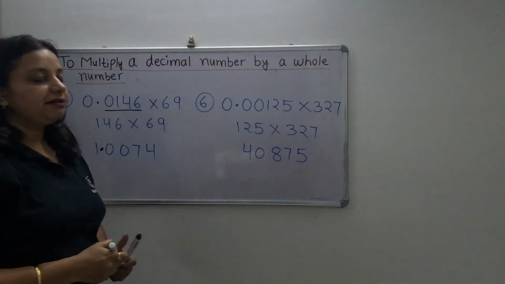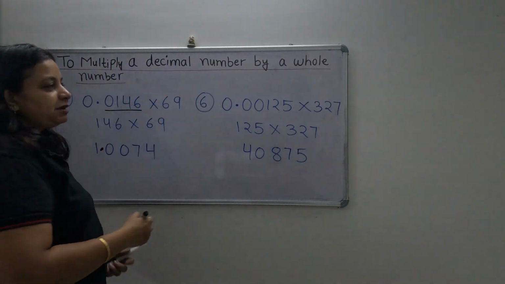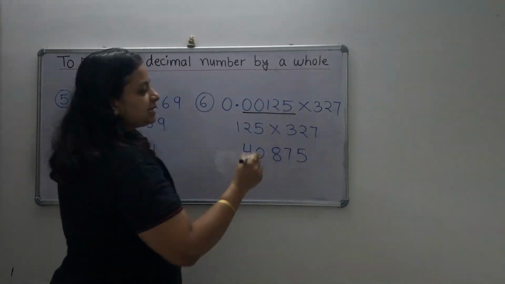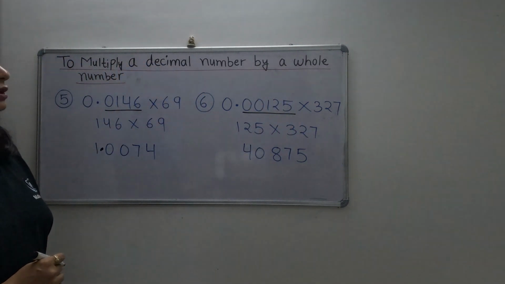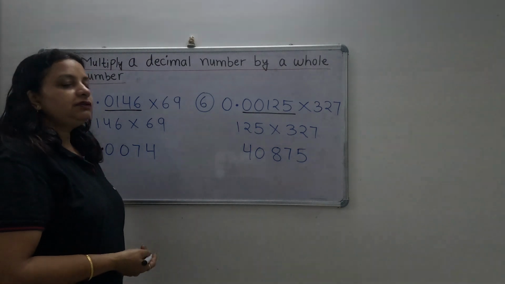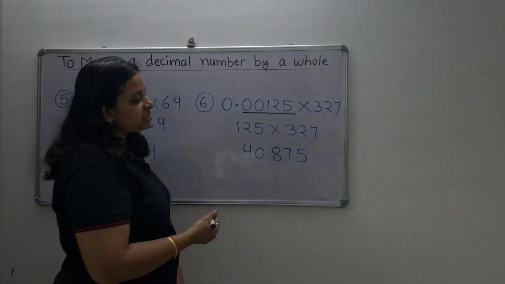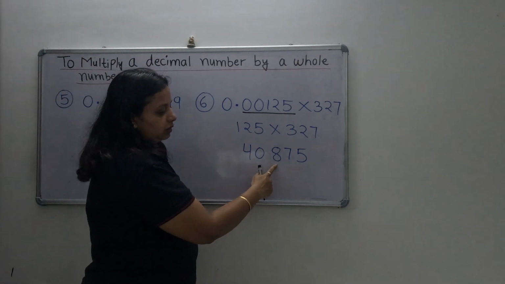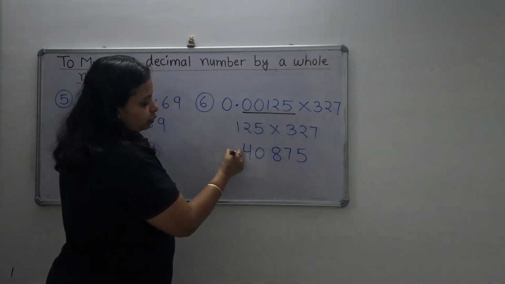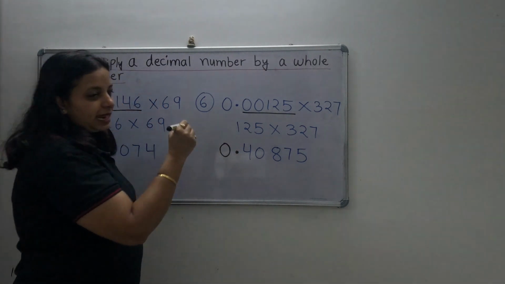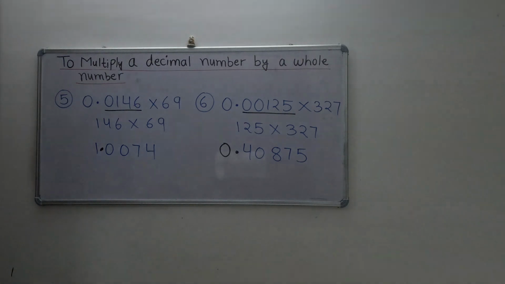40,875. Right? Now count your decimal places. How many decimal places in the decimal number? There are 5 decimal places. So you will count from the extreme right, 5 digits, 1, 2, 3, 4, 5 and put the point, and we need to add 0 also.